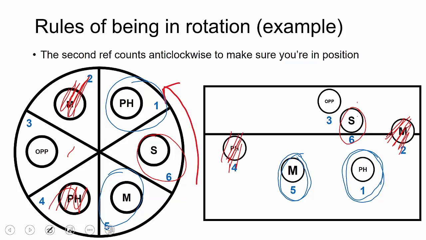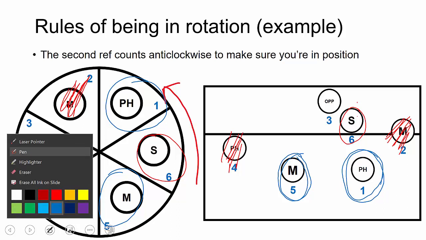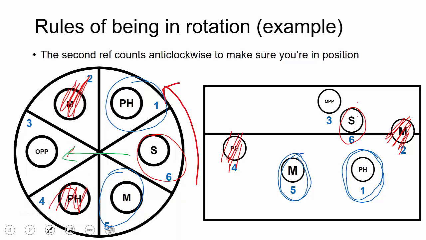And then you can check 3 and 6 have to be opposite each other. How do you do that? You check they're opposite because you count. 1, 2, 3. If that number is 3, then they're right. So you go around the order. You start with the setter. Who's next? 1, 2, 3. Okay, they are opposite each other.